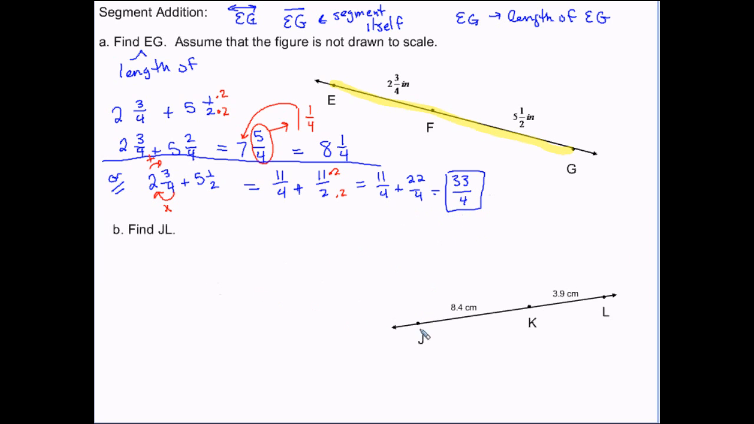Okay, finding JL, I need to add these two together, and since those are decimals, it's a little bit nicer. We don't have to worry about all that fraction nonsense. 4 and 9 is 13. I carry my 1, so I get 12.3. Oh yeah, and I forgot my units. Don't forget your units.